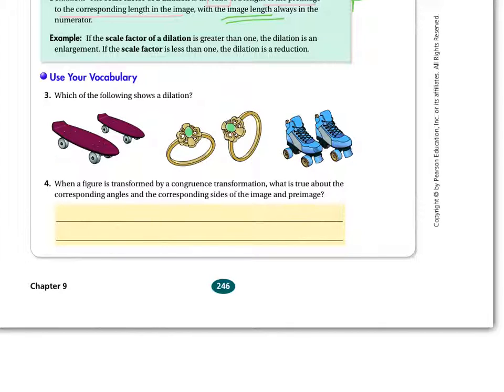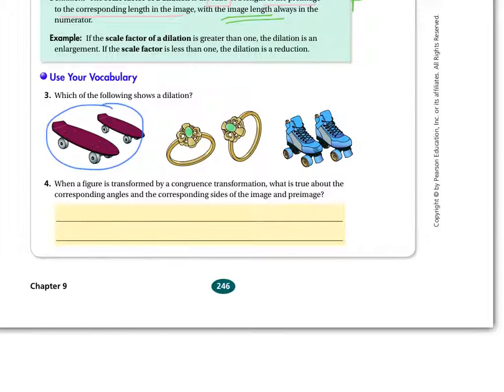So in 3, this is a tough one. Circle which of the following shows a dilation. Is it the first, the second, the third, or more than one? The first is definitely a dilation. It went from a bigger skateboard to a smaller skateboard. But don't the rings look identical in size? They've just turned. And then the skates are identical in size, so they haven't changed.